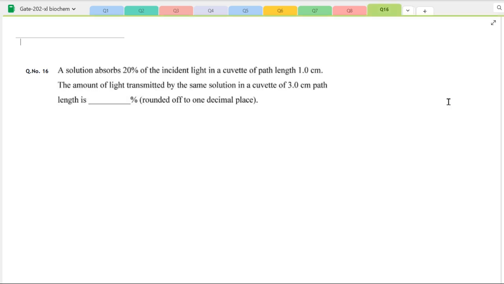A solution absorbs 20% of the incident light in a cuvette of path length 1 cm. The amount of light transmitted by the same solution in a cuvette of 3 cm path length is what percentage? So first of all, this is a Beer-Lambert's law based question. So A equal to epsilon into CL, which is log of I naught by I, that is incident light by the transmitted light intensity.